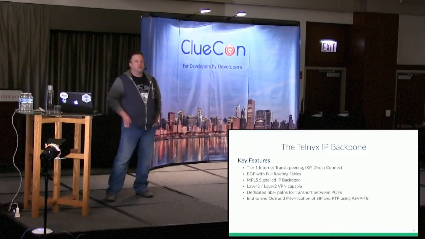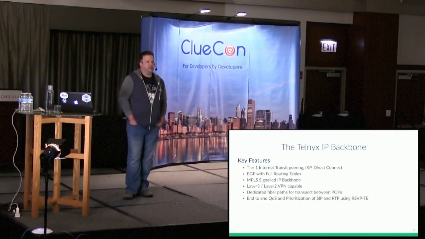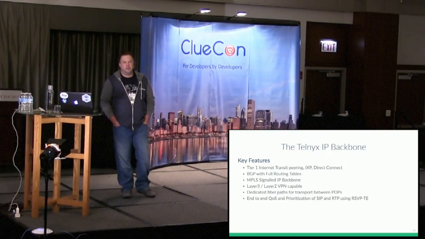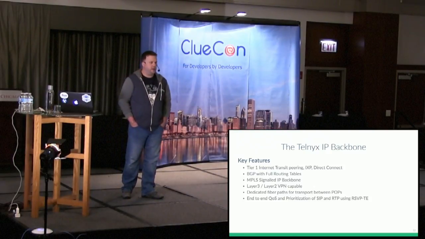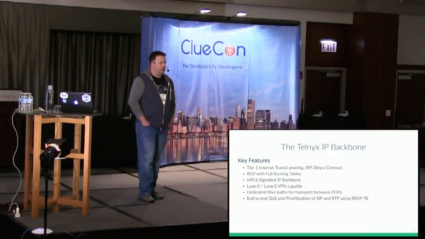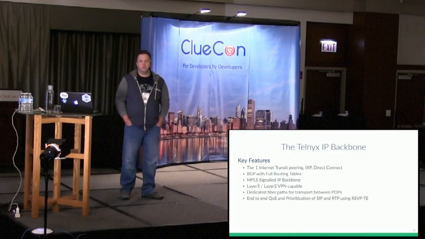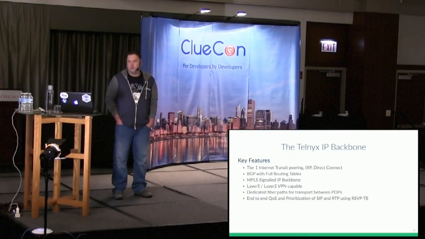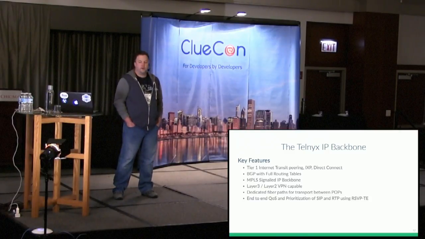So again, some of the key features that we're looking to build into the infrastructure, we're pairing with Tier 1 ISP transit providers. We're connecting to internet exchange points at each metro that we're located in. And we're also offering direct cross connects to third parties, customers, or anyone who has a good use case to actually be connected to our backbone. Again, BGP with full routing tables is important for us.